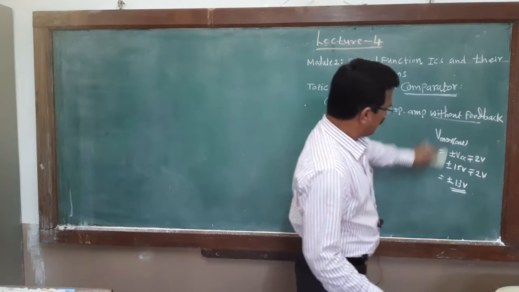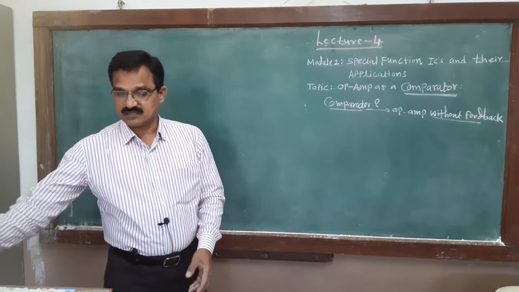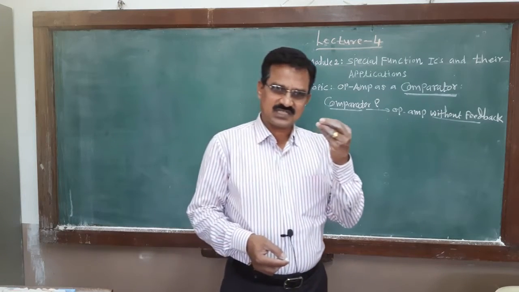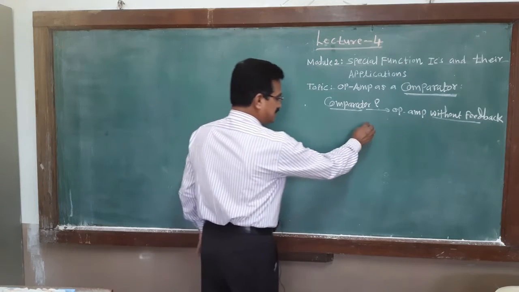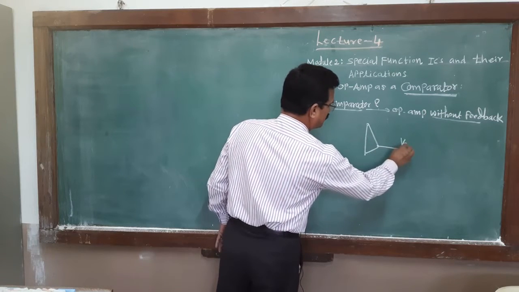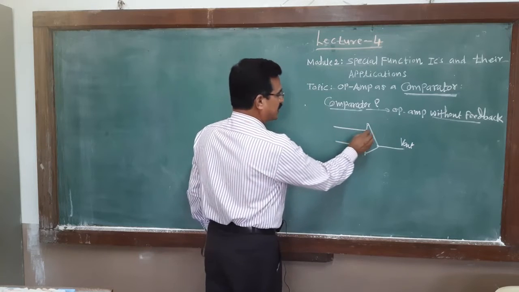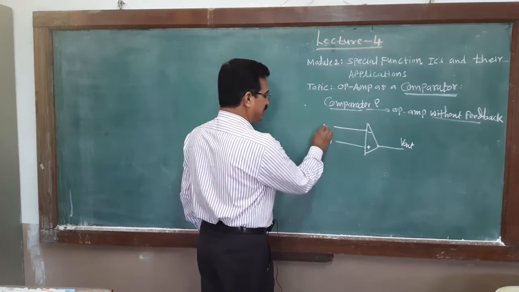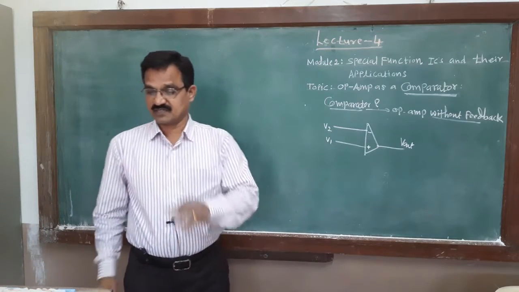Here is the first type of comparator, the simple one, where the voltages are changing. Suppose this is the operational amplifier, here is the output voltage, and here are the two input terminals, one is minus and the other is plus. The input voltage is V1 and the other input voltage is V2. This is the simple circuit.